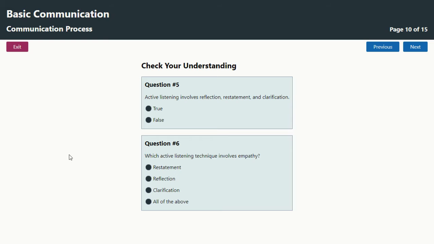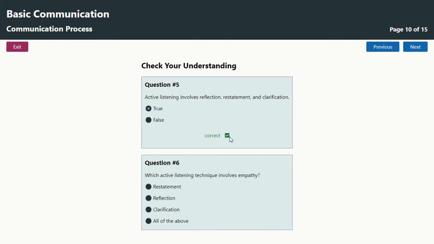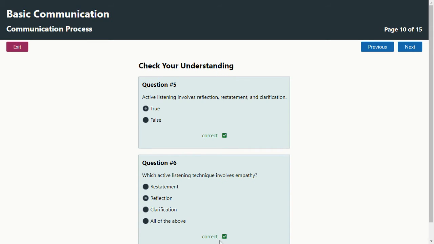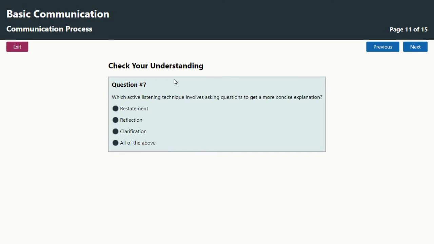All right, active listening involves reflection, restatement, and clarification. Which active listening technique involves empathy? That's reflection. Which active listening technique involves asking questions to get a more concise explanation? That's clarification.